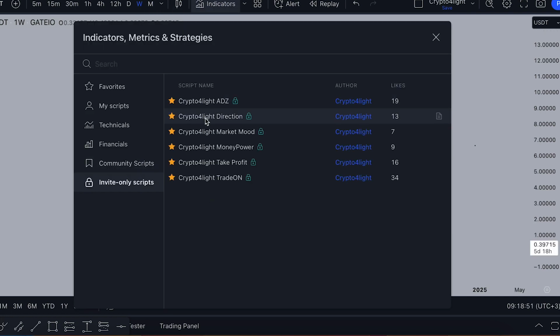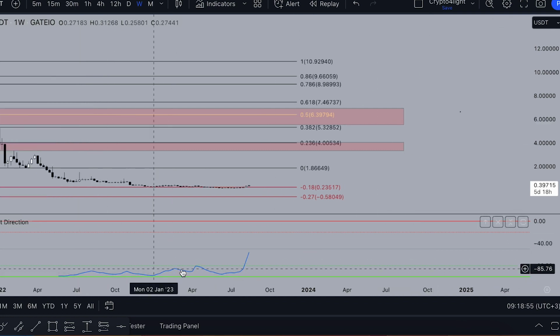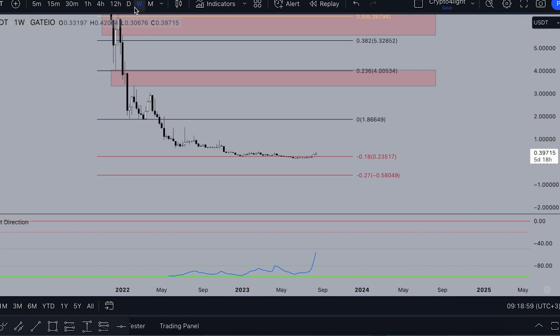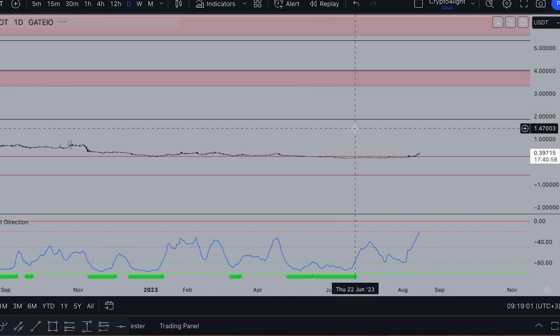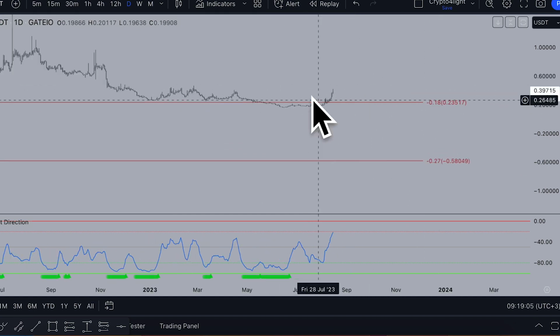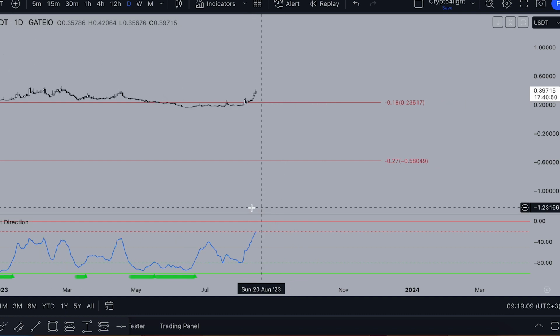Next indicator is direction. Based on direction, yes, we lay down on the bottom. Now we pumped, but without any signal on a weekly time frame. On a daily, it's a totally different picture here. We were around the 27 zone. We touched it, was in accumulation stage here, and pumped.